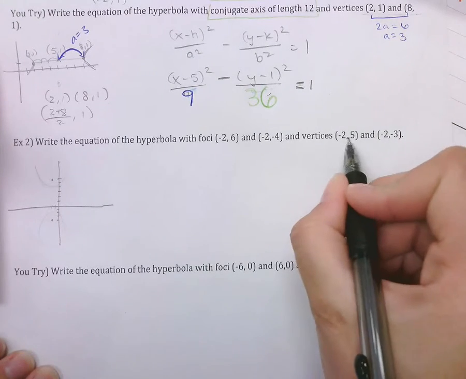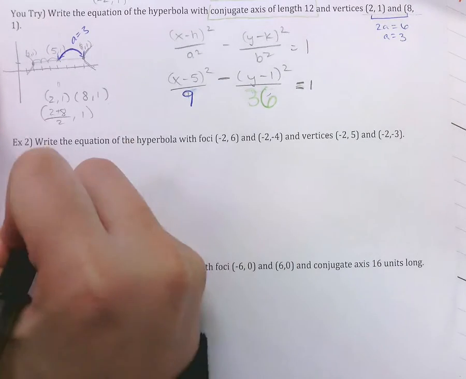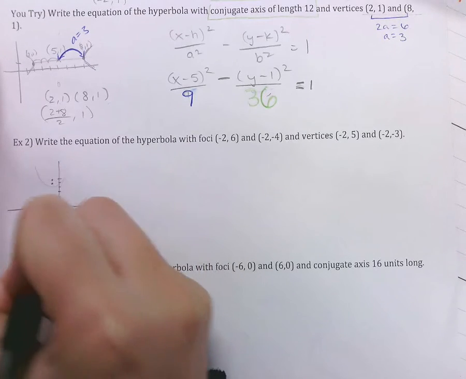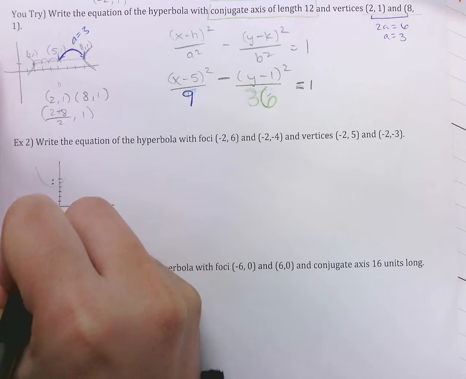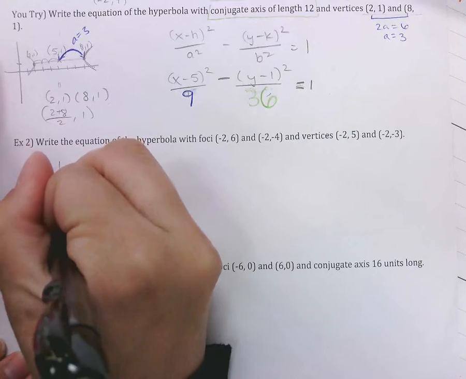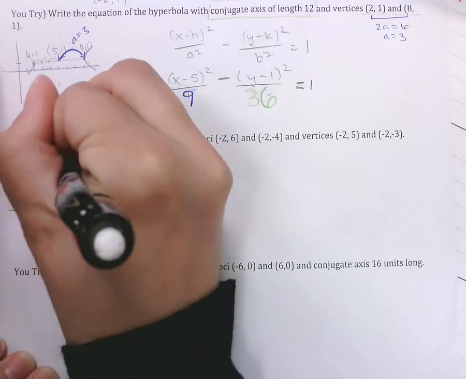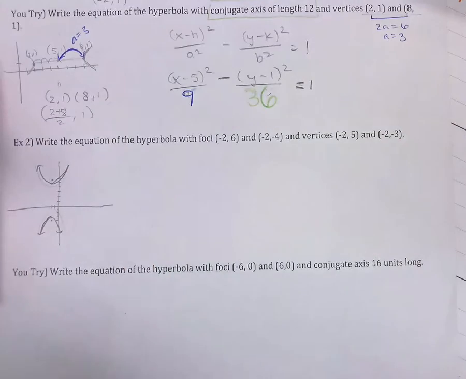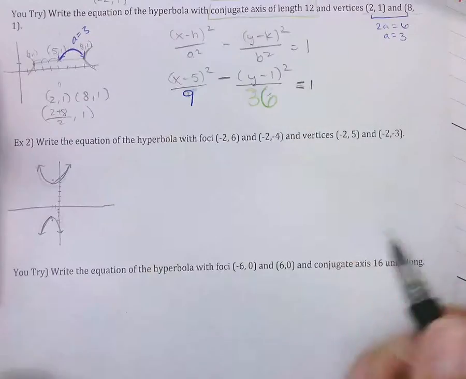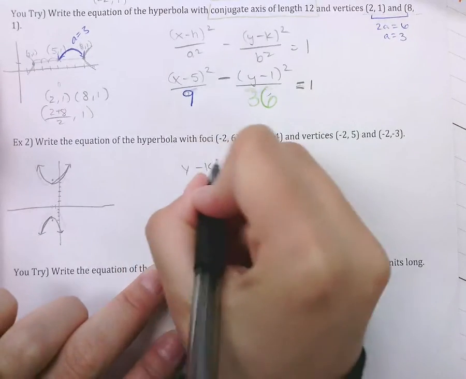Now, it also gives us vertices. So vertices are at negative 2, 5 right before this, and then negative 2, negative 3 right before this. So those are the points that make the hyperbola. So since it's opening vertically, we want to write y first.